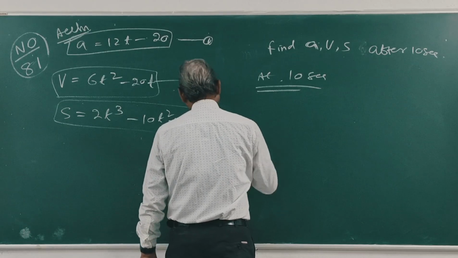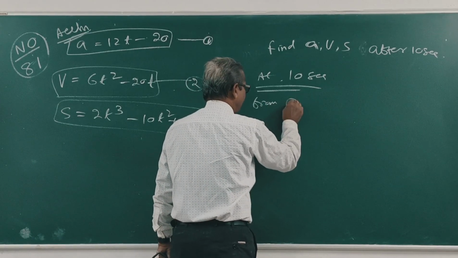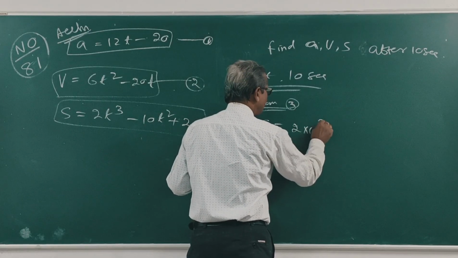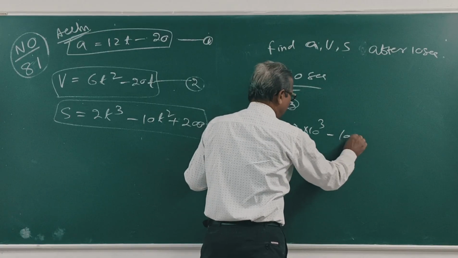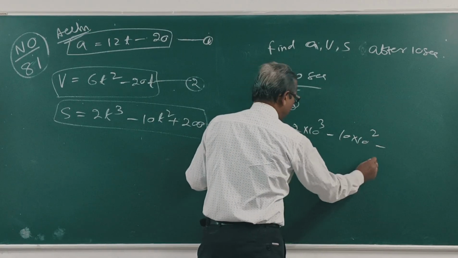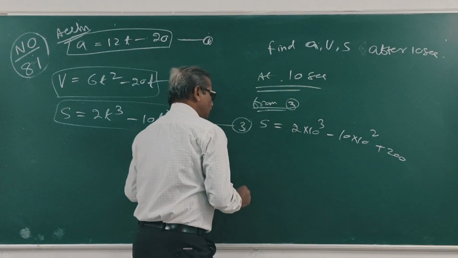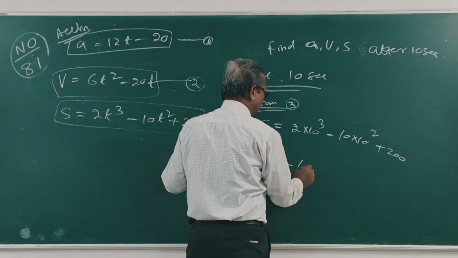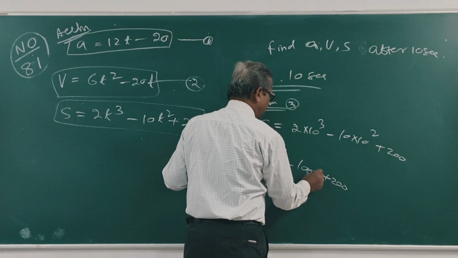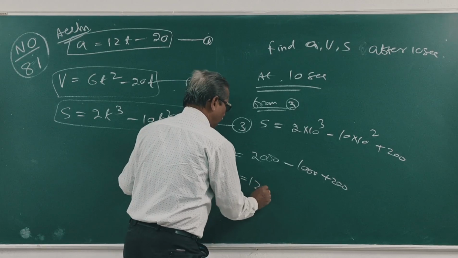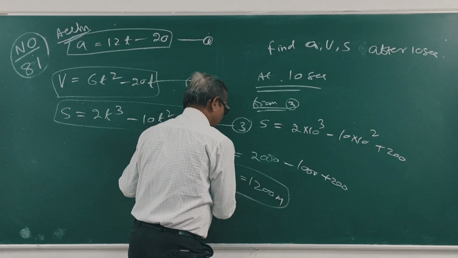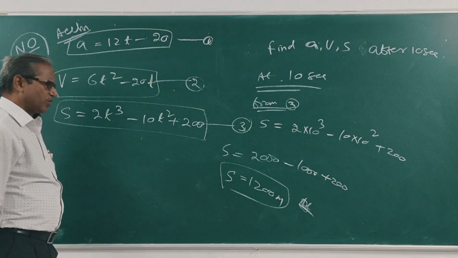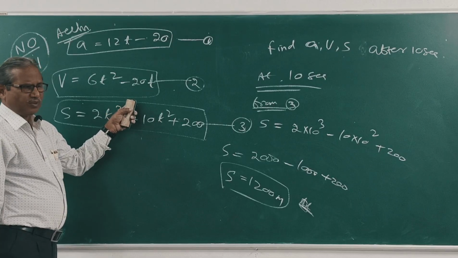From equation 3, s is equal to 2 into 10 cube minus 10 into 10 square plus 200. s is equal to 2000 minus 1000 plus 200, which is equal to 1200 meters. This is the answer: distance traveled by the body is 1200 meters.